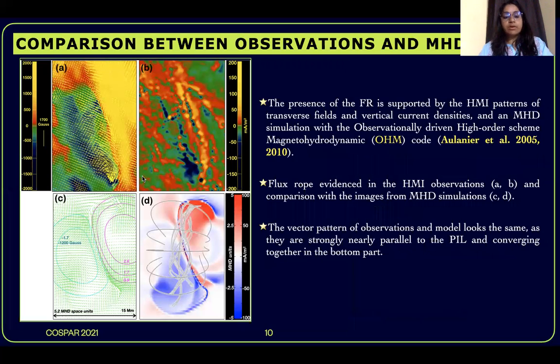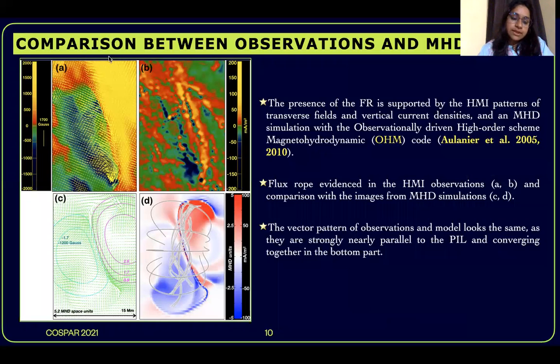We compare our observations with the MHD simulations generated with the OHM code of Aulanier 2005. We proposed to compare our jet observations with the MHD simulations, where the physical conditions are favorable to produce a flux rope. These two are the observational analysis with HMI data prepared with the UNNOFIT inversion code, and these two are the results from the simulations.